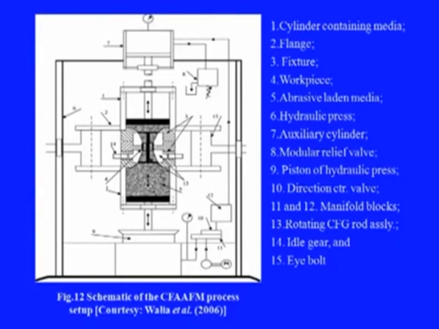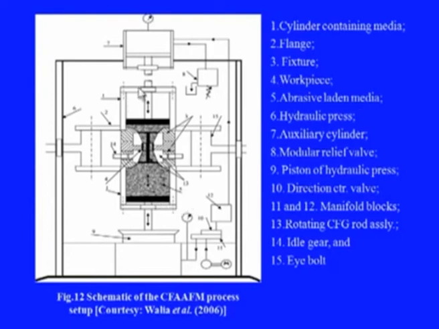This centrifugal force generating rod helps the media to simultaneously rotate at a speed while being axially pushed. The rotation of the rod causes a centrifugal force to act on the media, which in turn increases the media contact quality. This is the schematic of this process.